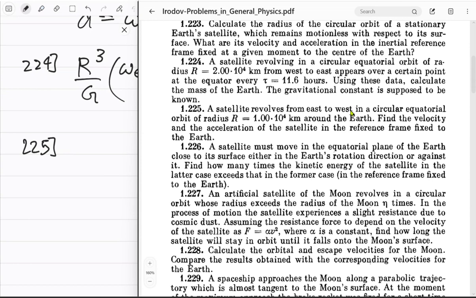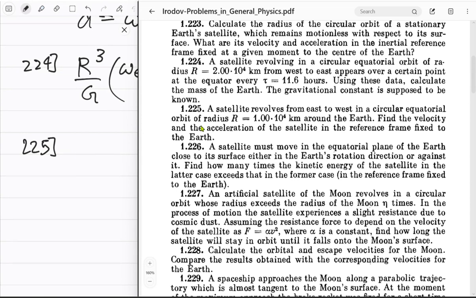In a circular equatorial orbit of radius r around the Earth, find the velocity and acceleration of the satellite in the reference frame fixed to Earth. So you just want the omega relative, and using that you can get the rest. Omega relative squared times r is the acceleration. Omega relative times r is the velocity. No big deal. And omega relative, how do you figure that out?